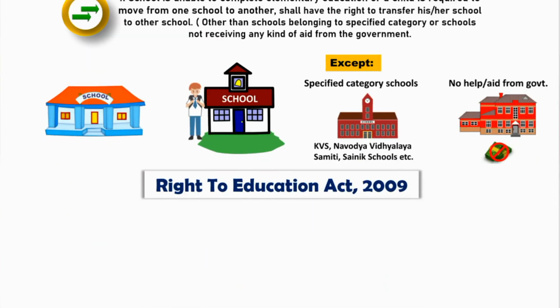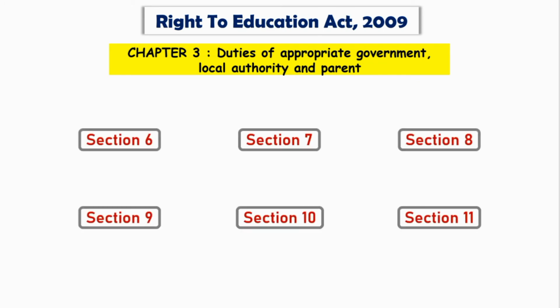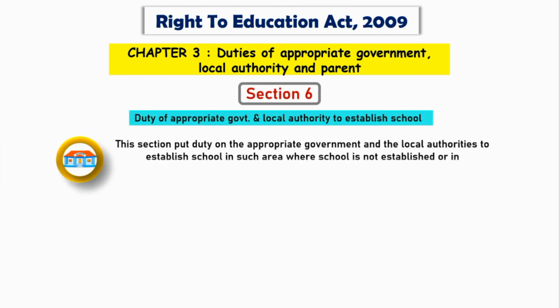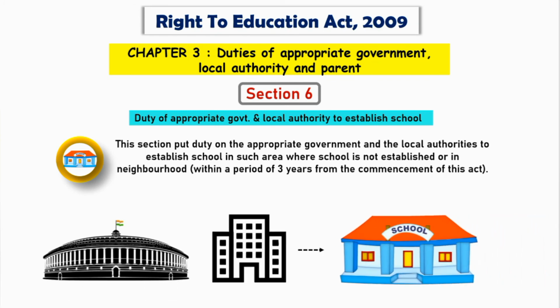Moving to chapter 3 of the Right to Education Act, which is about duties of the appropriate government, local authority and parents. This chapter contains 6 sections, Section 6 to Section 11. Section 6 puts a duty on the government and the local authorities to establish a school within such area where a school is not established in the neighborhood, within a period of 3 years from the commencement of this act.